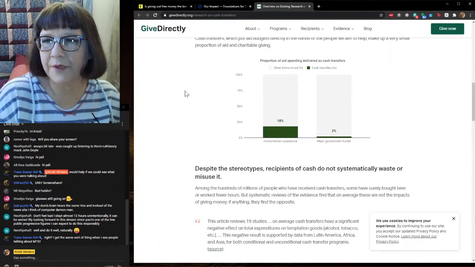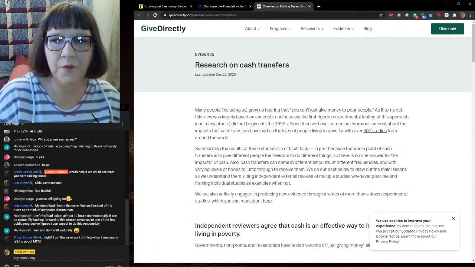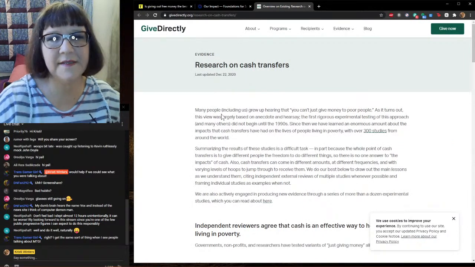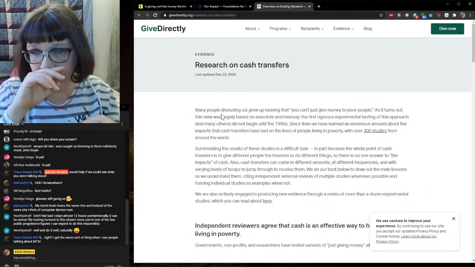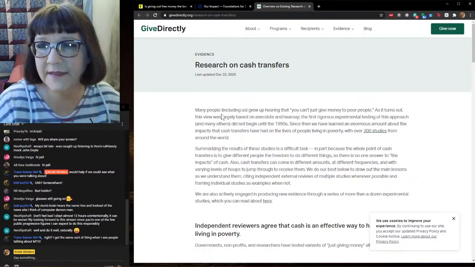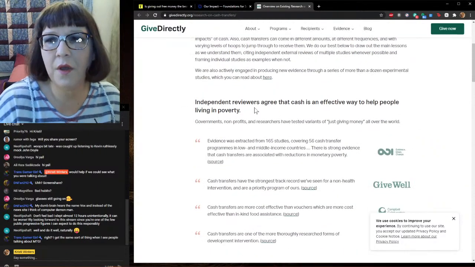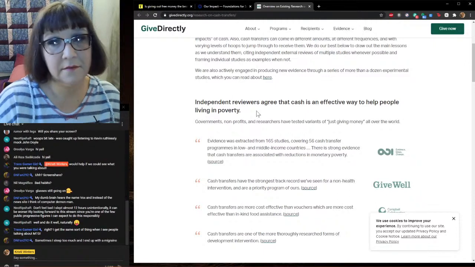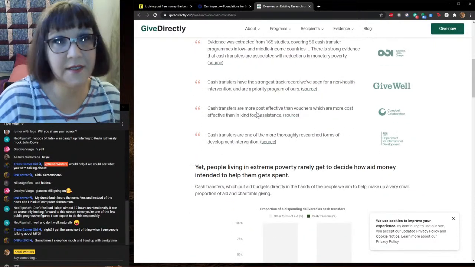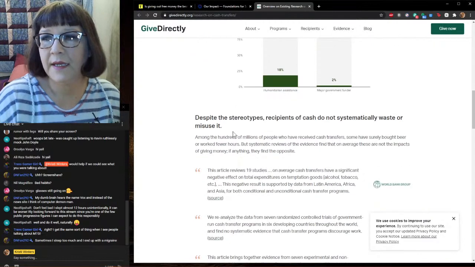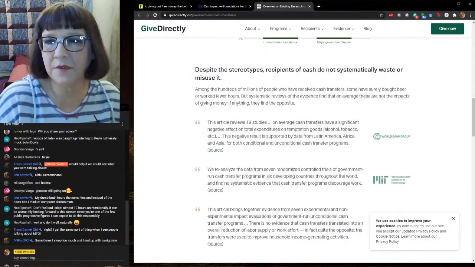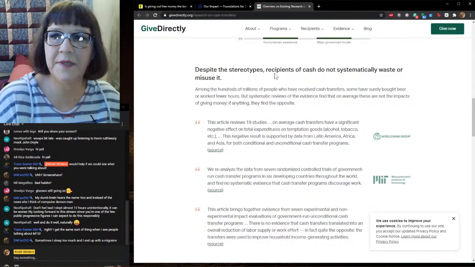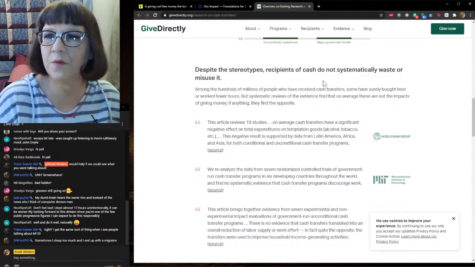Now, another example we looked at was other research on cash transfers. This is a meta-analysis where they brought together several studies. And again, you want to know what the questions being asked were, how the studies were conducted, who participated, who funded it, and what the results were. As you can see here, they were able to conclude that despite the stereotypes, recipients of cash do not systematically waste or misuse it.